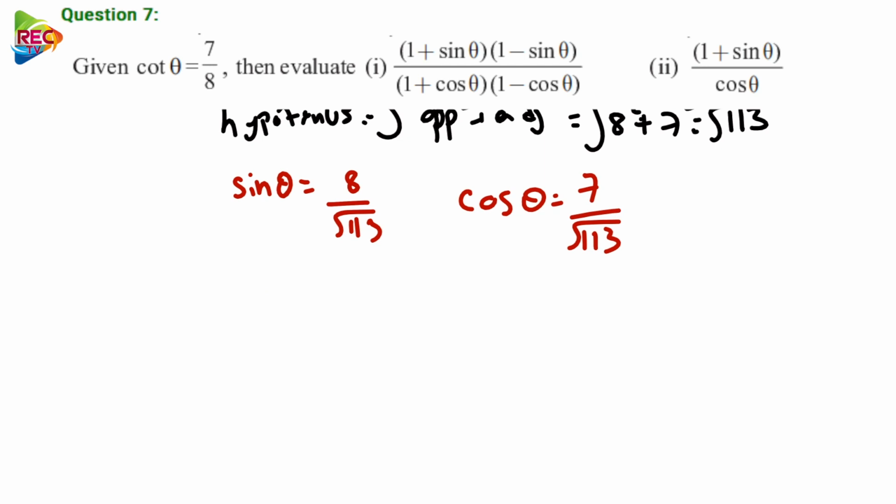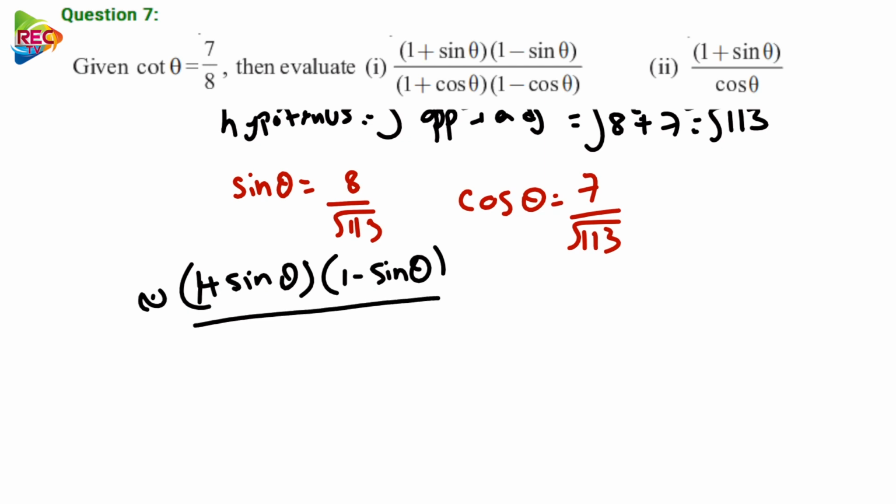Here you know the sine theta value and cos theta value. So easily simplify this problem. First one is 1 plus sine theta into 1 minus sine theta by 1 plus cos theta into 1 minus cos theta.